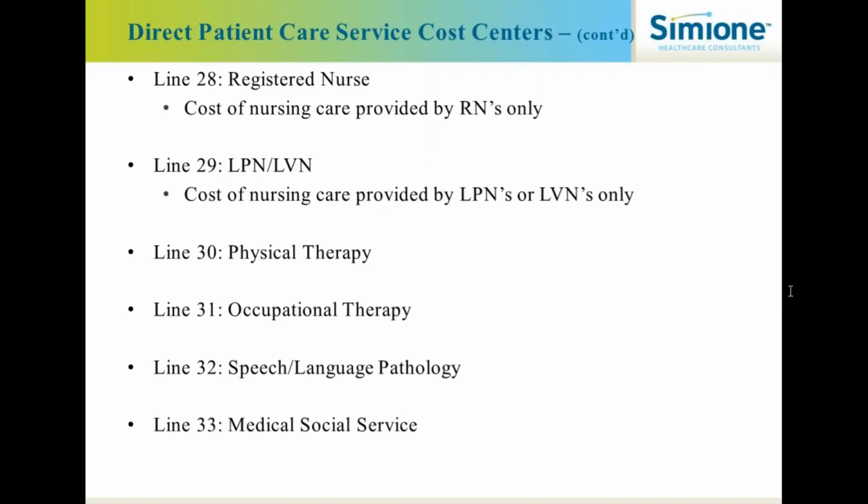Line 28 is your RNs, which is your registered nurses. Line 29 is your LPNs or your LVNs. Remember, you must segregate out the cost. So if you have RNs and LPNs, if you haven't done it, go back to your payroll records and segregate out the costs of these personnel. Lines 30, 31, 32 are for your therapies. Line 33 is your medical social worker.